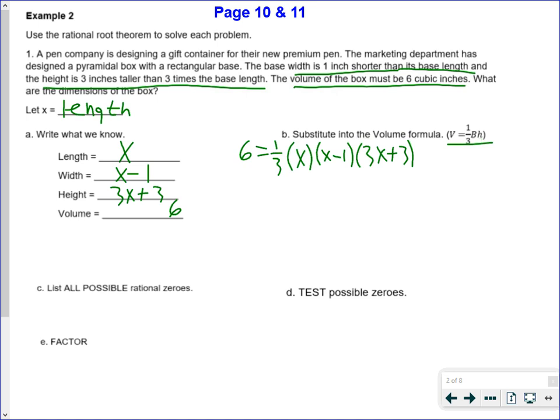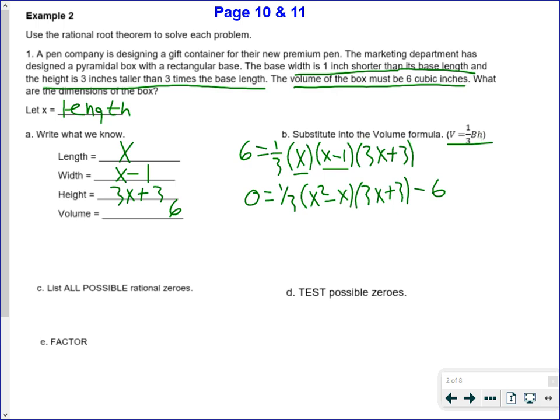So what I'm going to do now is subtract the 6 over, and then multiply x and x minus 1. So I get 0 equals 1/3 times x squared minus x times 3x plus 3, minus 6. All right. Remember, standard form, the equation has to be set equal to 0. If it's not set equal to 0, it's not going to work. You can't use the rational root theorem.